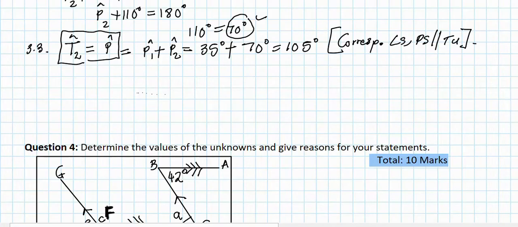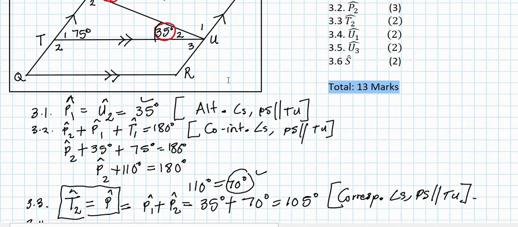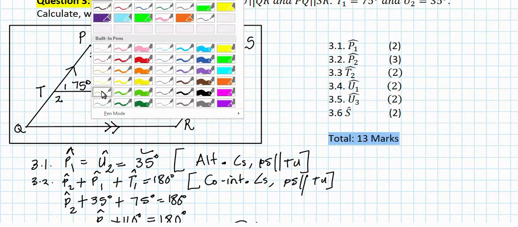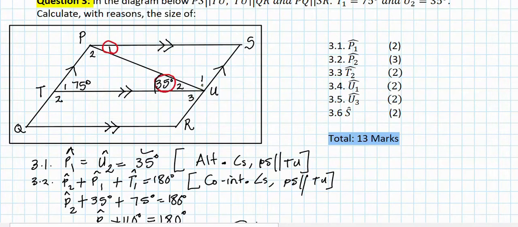Then 3.4. Guys, I'm sure you can all see how much we are flowing on this thing. An easy 13 marks right there. 3.4, they are saying we must find U1. Now, U1 should be a walk in the park. Those of you who have solved this question before clicking the play button, I'm proud of you, and I'm sure you've already found this one.